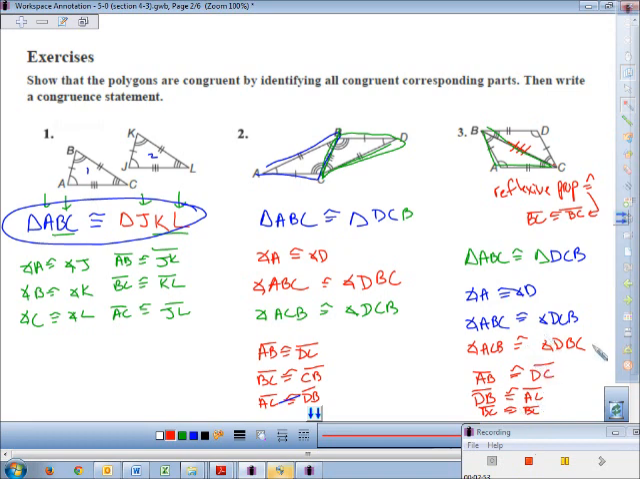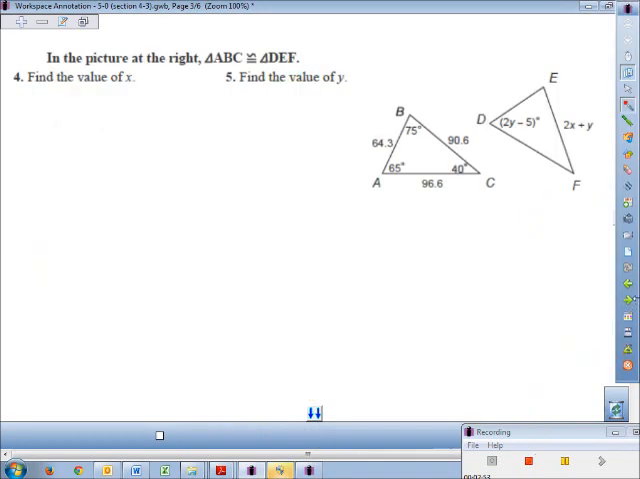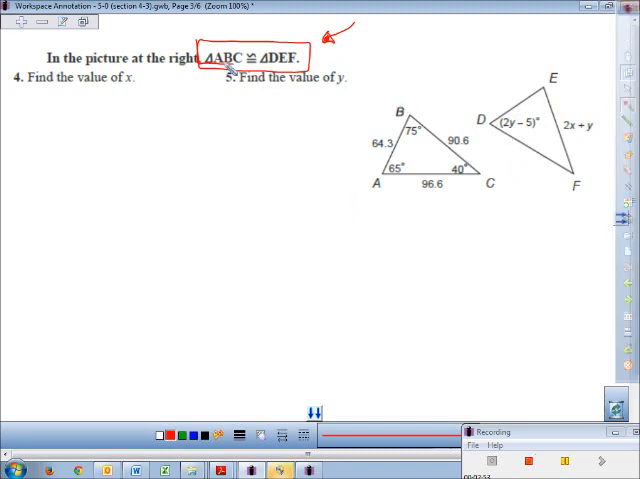So, rock and roll. In the picture at the right, triangle ABC is congruent to triangle DEF. They give me a congruent statement. This is what we focus all our attention on, right? The picture is great, but we want to find what corresponds with what by using our congruent statement. They say find the value of x for problem 4, find the value of y for problem 5.